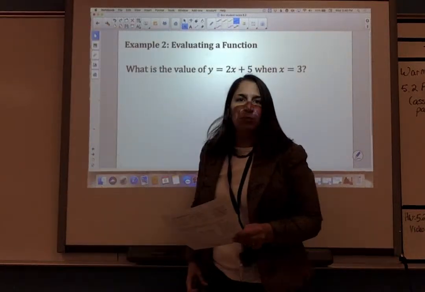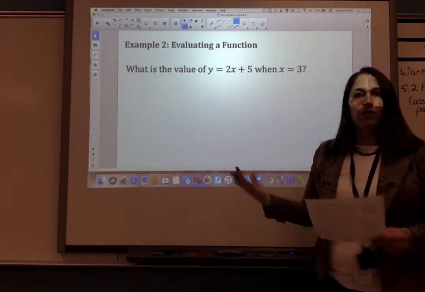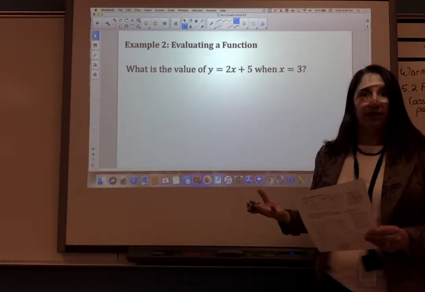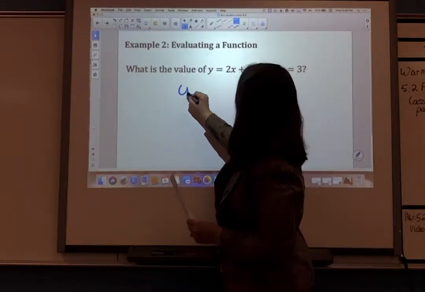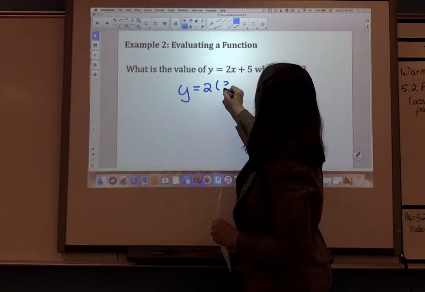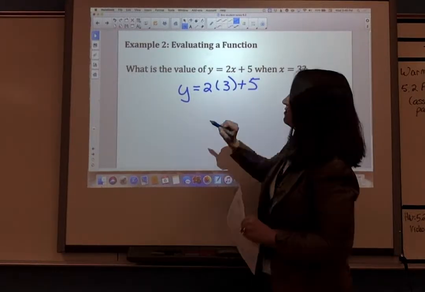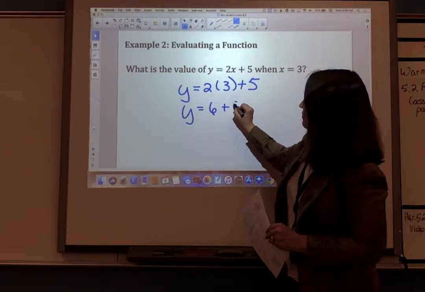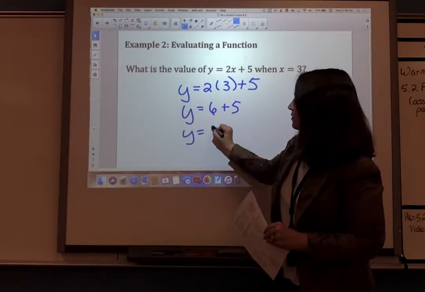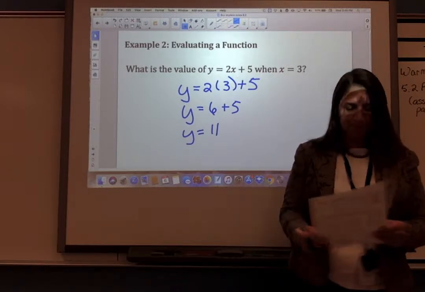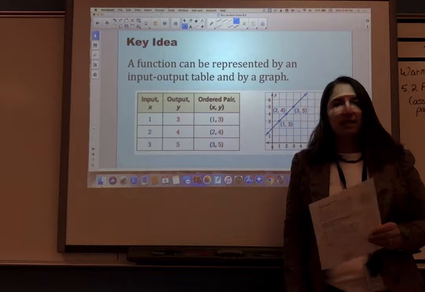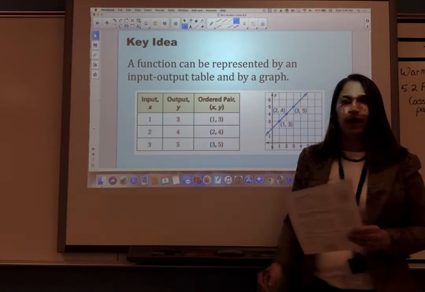For our next example, we'll evaluate a function for a given input. So if our input is 3, we need to find our output. So our output is 2 times 3 plus 5, or 6 plus 5, or 11.